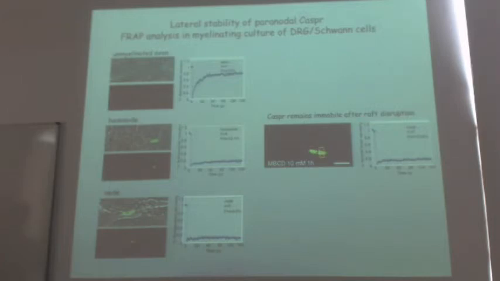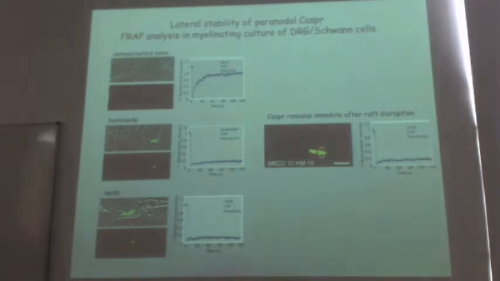But when Caspr GFP is recruited at the level of a node, of a paranodal junction in a heminode or in a node, at that time the Caspr GFP becomes completely immobile, with a mobile fraction which is only 30% or 9%. So because Caspr is associated with Contactin, and Contactin is a GPI-anchored molecule, we showed that the complex is recruited within the lipid rafts.